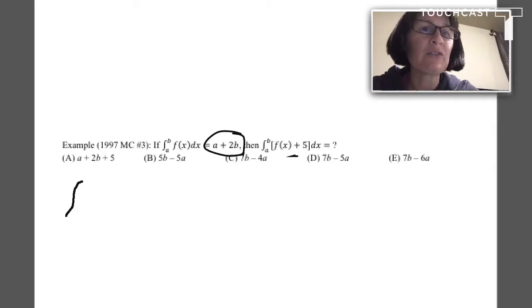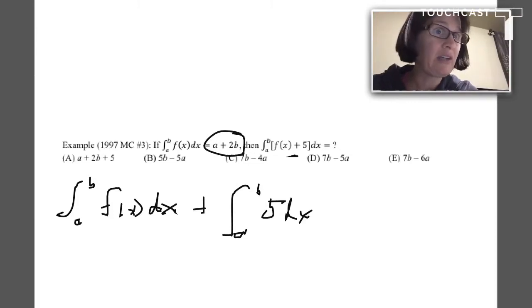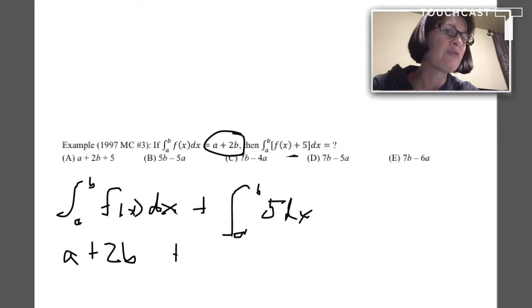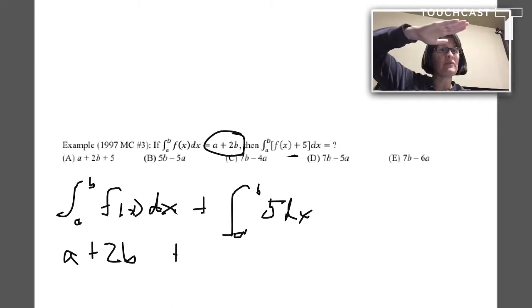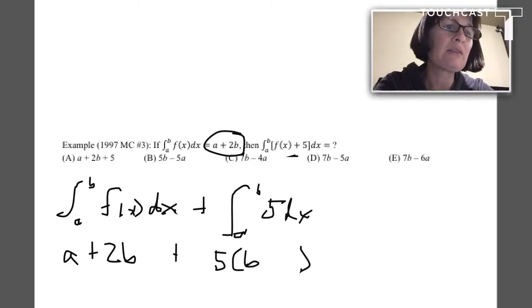So I'm going to rewrite that as the integral from a to b of f of x dx plus the integral from a to b of 5 dx. Well, the integral from a to b of f of x dx, I already know. That's a plus 2b. Now I'm going to need to add the integral from a to b of 5 dx. So remember, this is the constant function 5, y equals 5, so that means my rectangle has a height of 5. And it's going to have a width of whatever b minus a is.